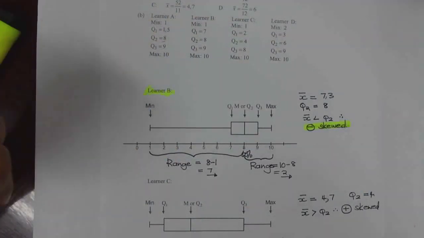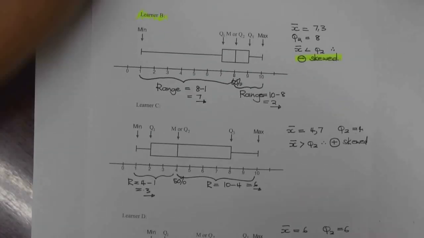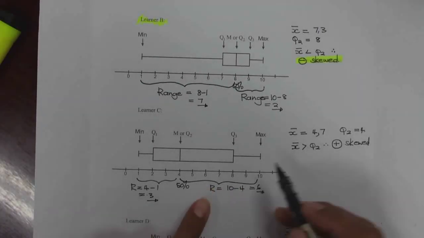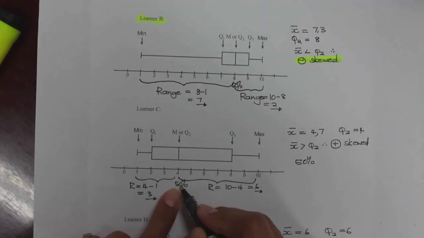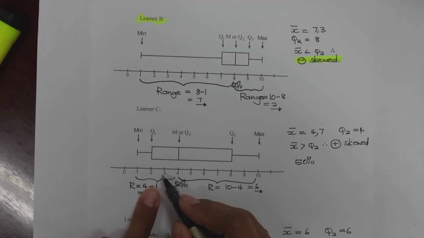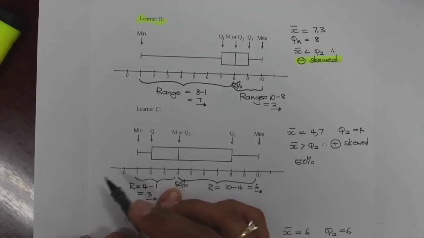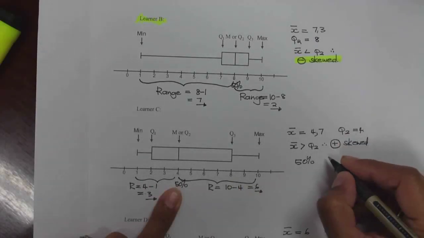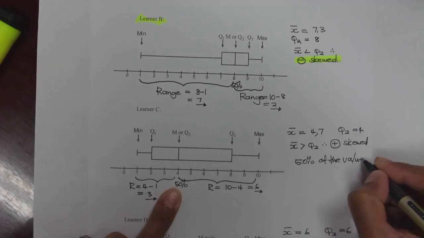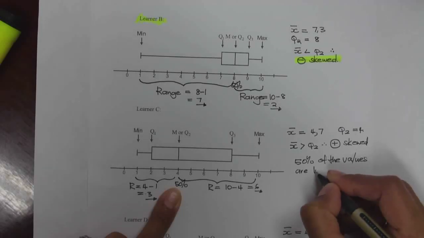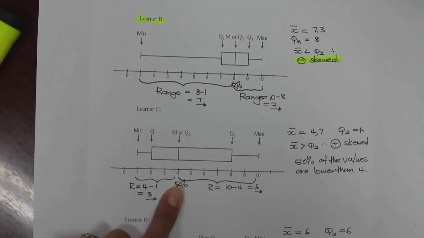It doesn't necessarily mean that learner C is the worst performer. But if we interpret the information, let's look at learner C, because it looks like learner C would be the worst performer. If we summarize the information, 50% of the data values are below 40%. Remember, this is more spread out, so you have fewer higher values, but you have more values that are less than 40%. So 50% of the values are lower than 4, which is 40%.